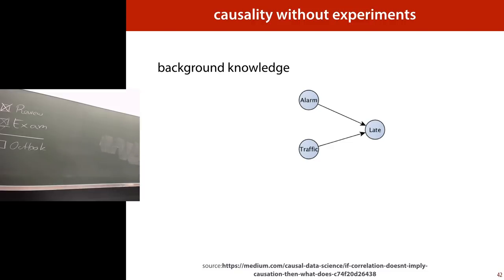So if you know something about the world, if you know something about your domain, you can inject that into your model, usually drawing little graphs like this. So here we have three events. The alarm fails, there is traffic, and I'm late for work. So being late for work has two possible causes in this model of the world. We don't model all the world, usually we model the primary causes of things. The main causes, we want to capture most of the important things, and we know that this kind of model doesn't capture everything.